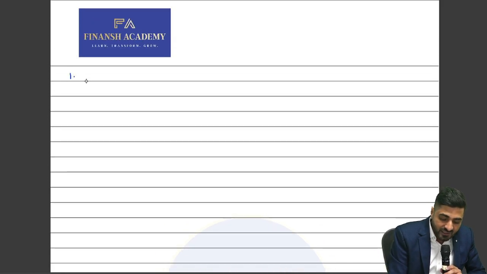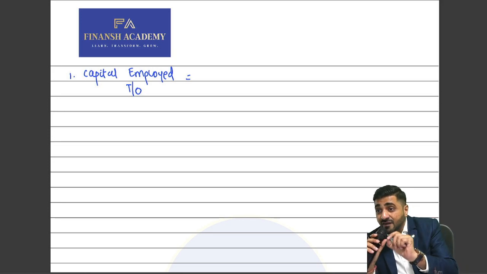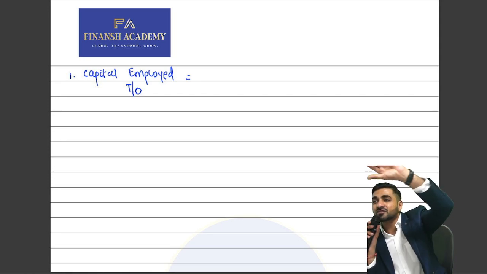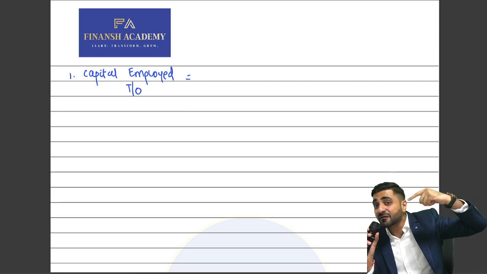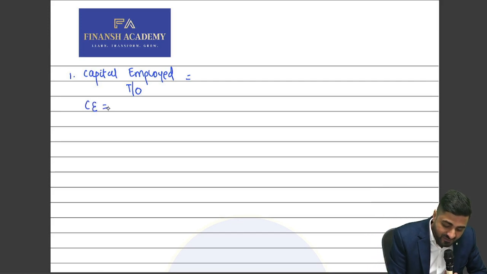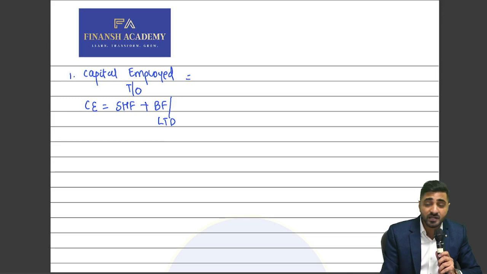The first one is called your capital employed turnover ratio. Have you heard about the word capital employed? What is capital employed? The total money which is invested in the business. And the total money invested in the business can be from shareholders, and it can be from your debt also. So that's why capital employed always means dash plus dash. Shareholder funds plus borrowed funds. Borrowed funds means your long-term debt. It is nothing but shareholders funds plus your borrowed funds.